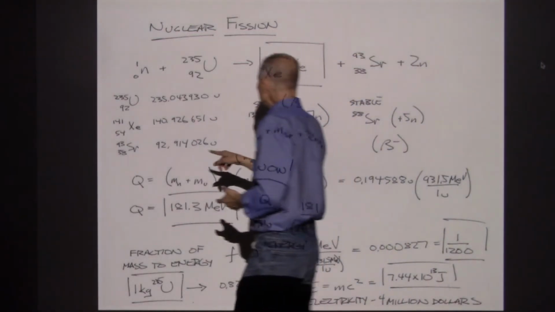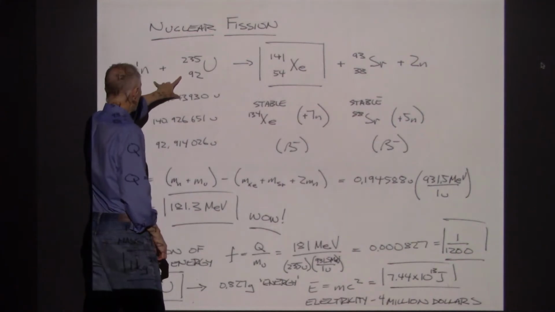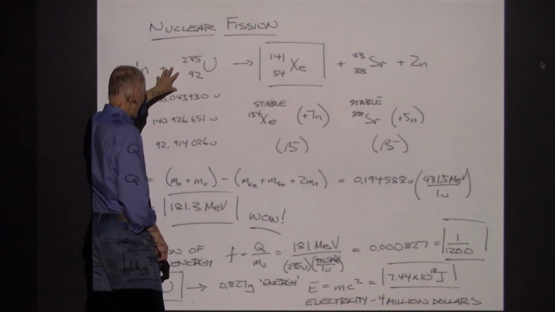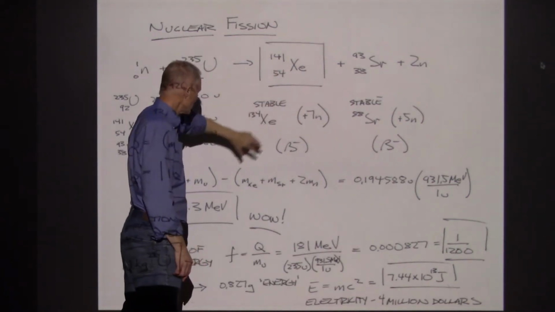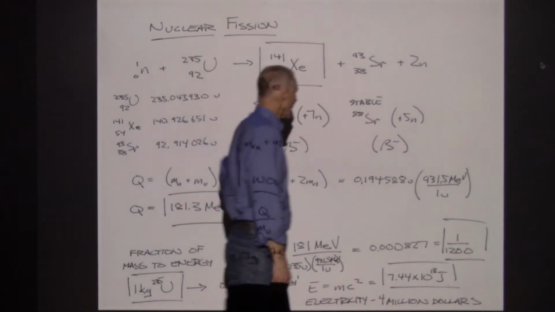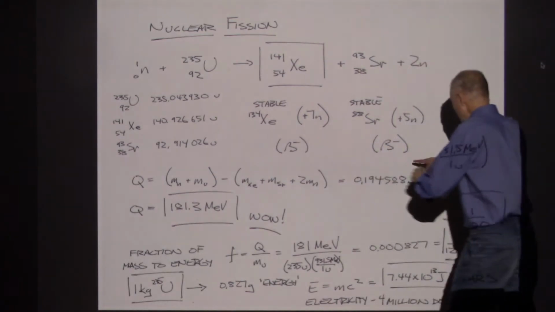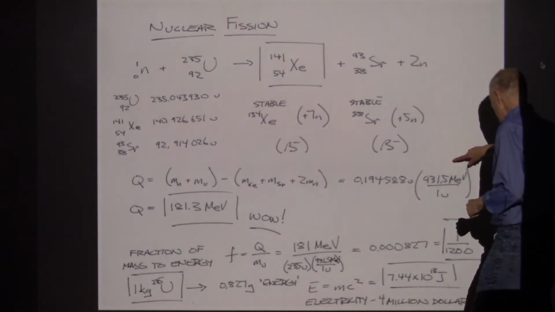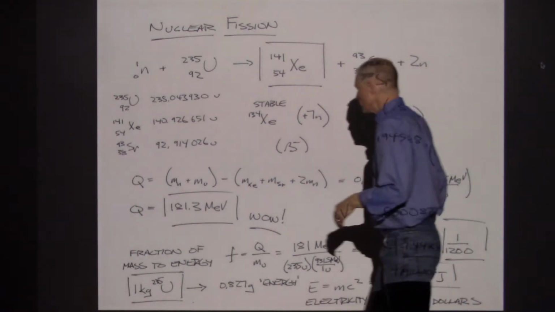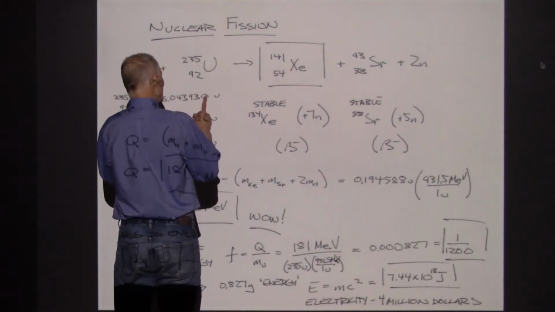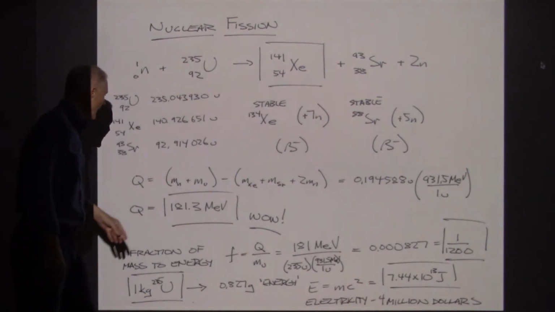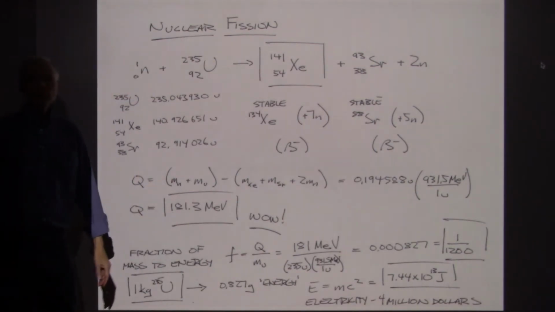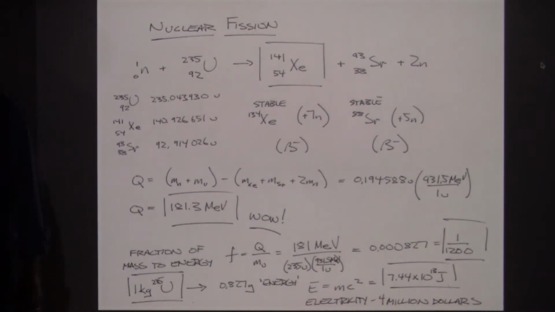All right, let's get a Q calculation here. So let's take the masses of everything coming in, subtract off the mass of everything coming out. We've got all those labeled here. And we've got the missing mass and converting that into energy. It says that one occurrence of this reaction releases 181 MeV.